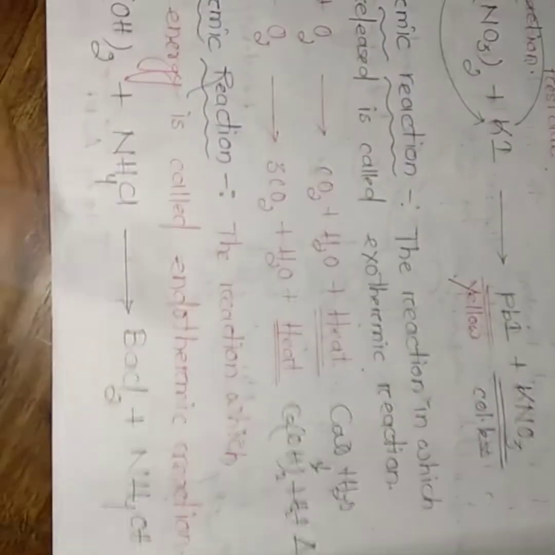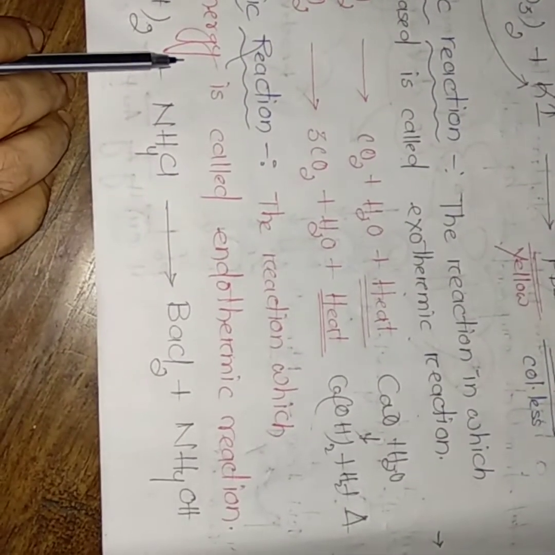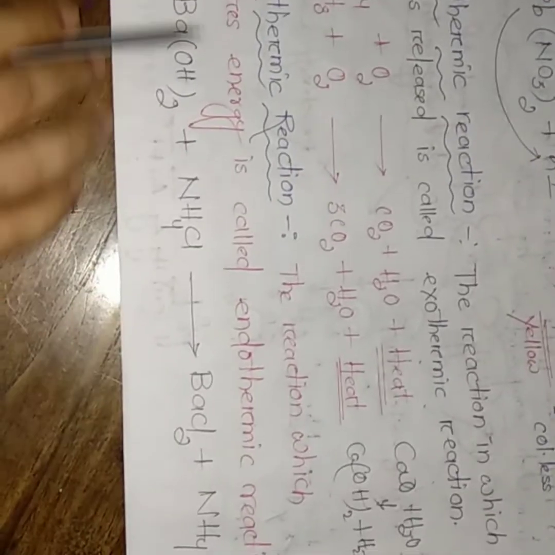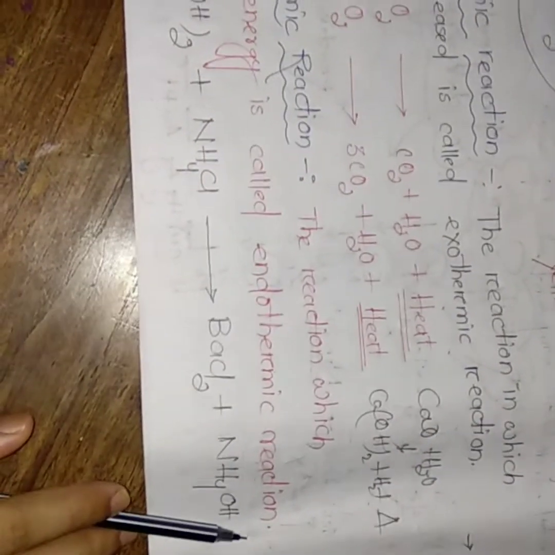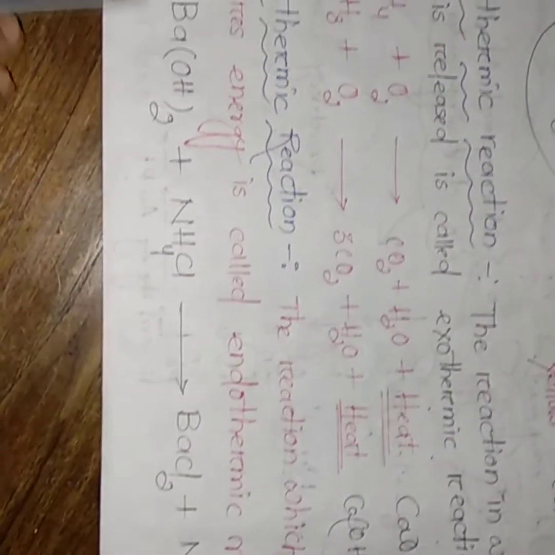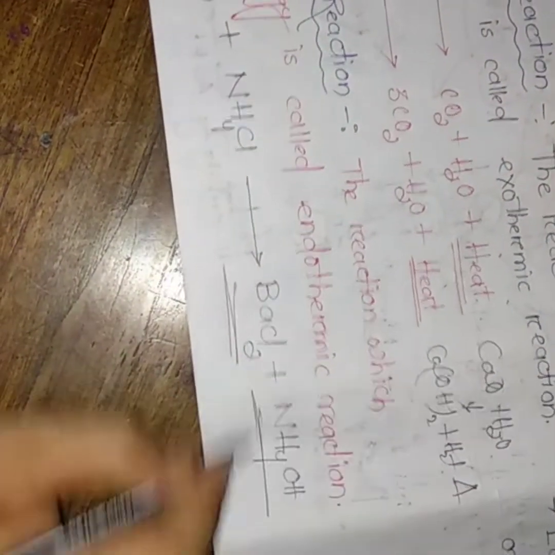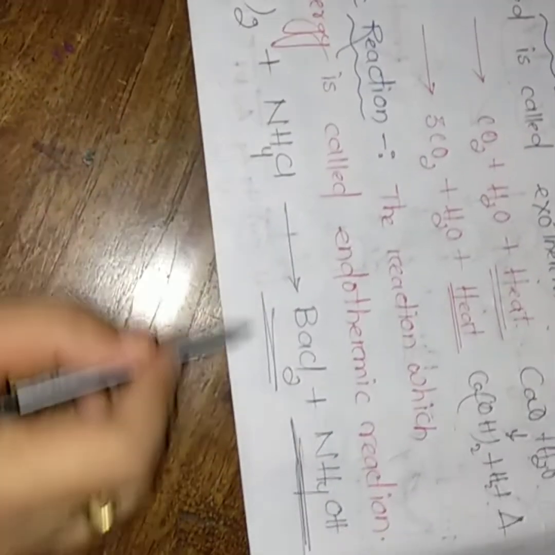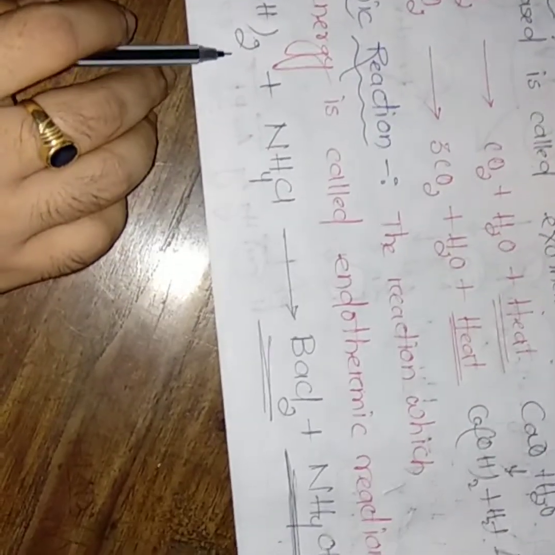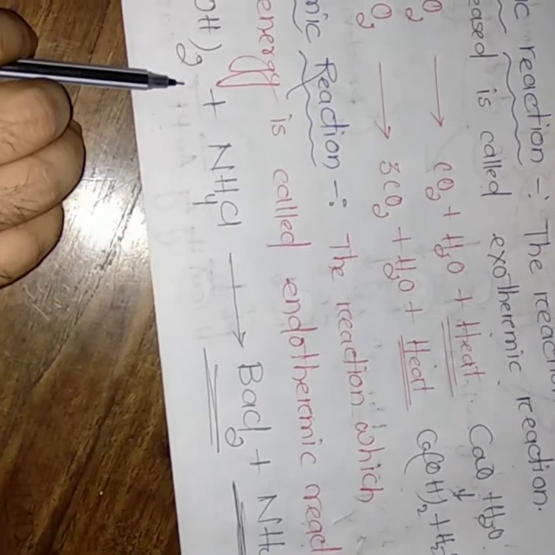Then comes your endothermic reaction. The reaction which requires energy, that is called endothermic reaction. When barium hydroxide combines with ammonium chloride, it produces barium chloride with ammonium hydroxide. To continue or run this reaction, we require some amount of energy. So in this reaction, energy is needed. That's why this is called endothermic reaction.